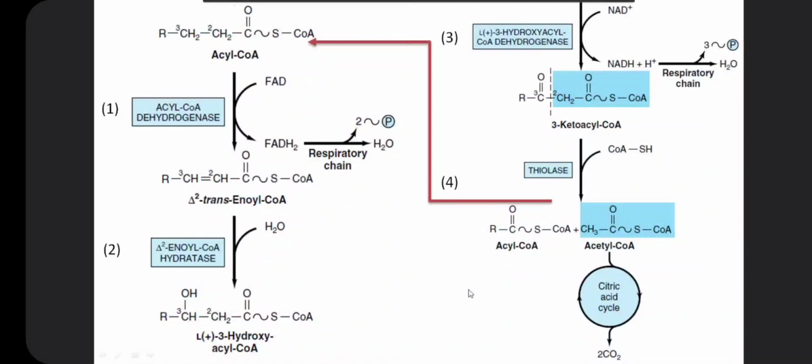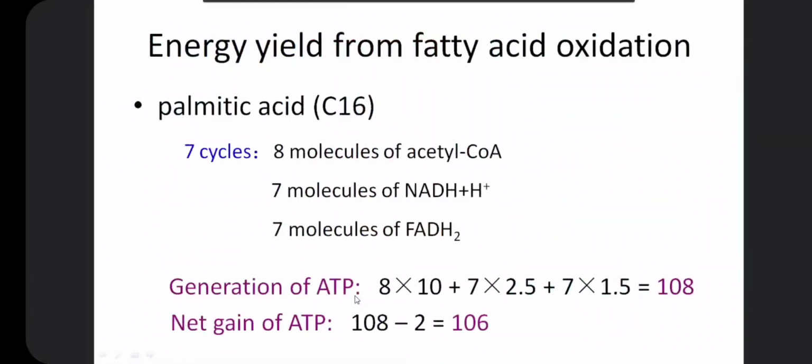So this is the beta oxidation of fatty acid. We named this process beta oxidation of fatty acid. Okay, so next let's see the energy yield from the fatty acid oxidation. In fact, oxidation of fatty acid can produce a large quantity of ATP.